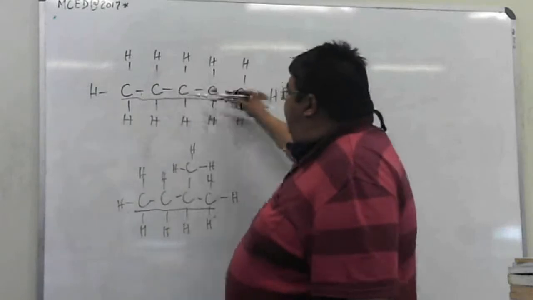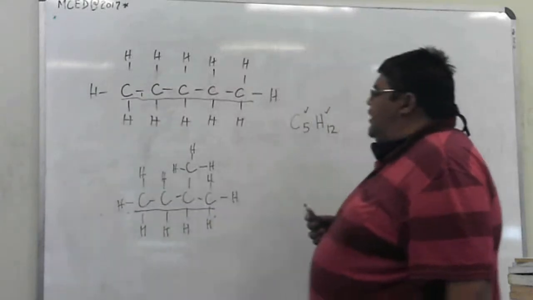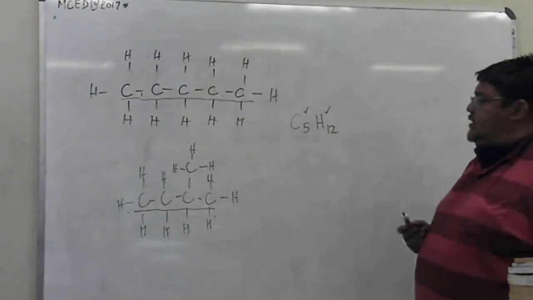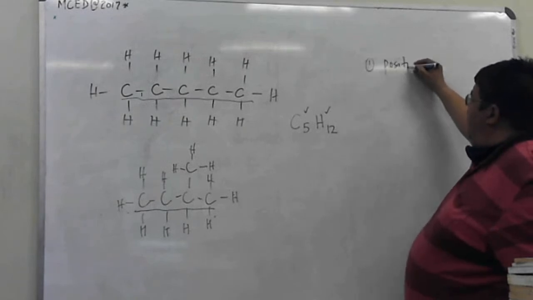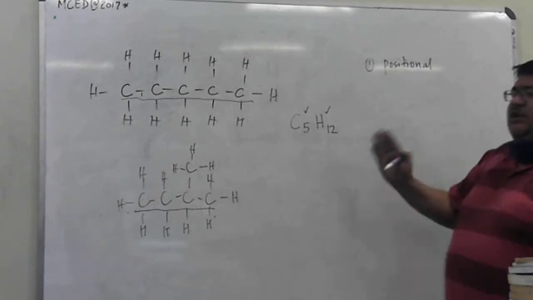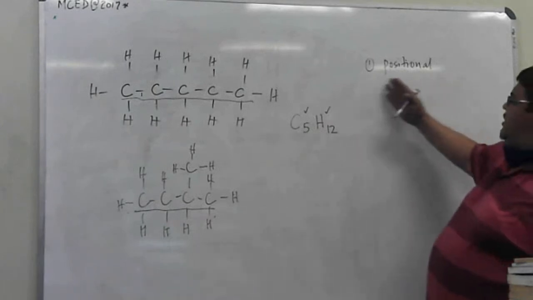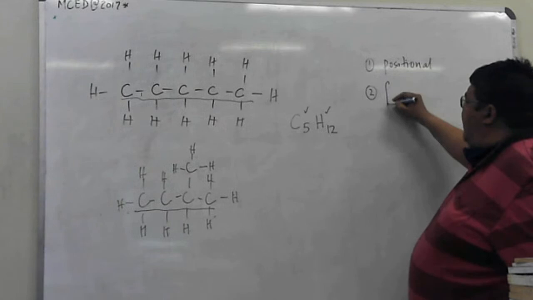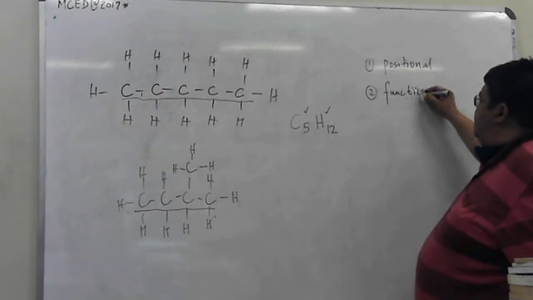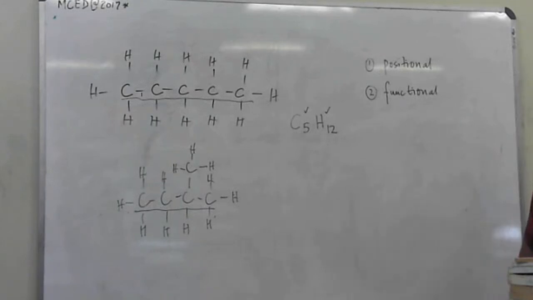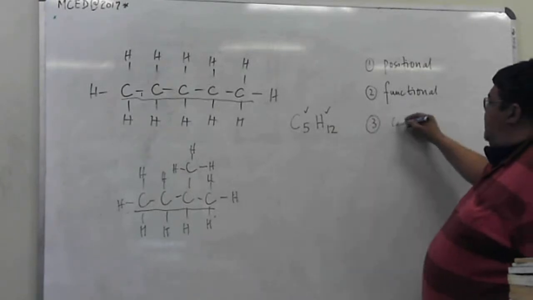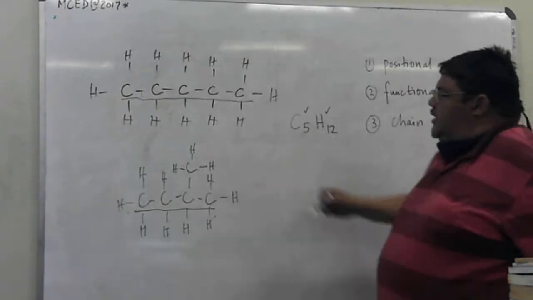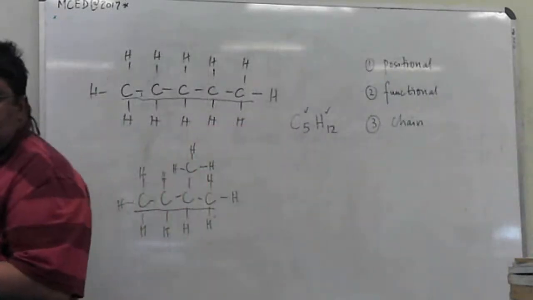Right, so there is a 5-carbon chain, there is a 4-carbon chain, the chain length is different, hence the word chain isomers. So there are 3 types of isomers. Number 1, we saw earlier on today where the position of the double bond changed. Those are positional isomers. Then we saw functional isomers: same molecular formula, different functional groups, aldehydes and ketones. Number 3, chain isomer. Here, the chain length changed.